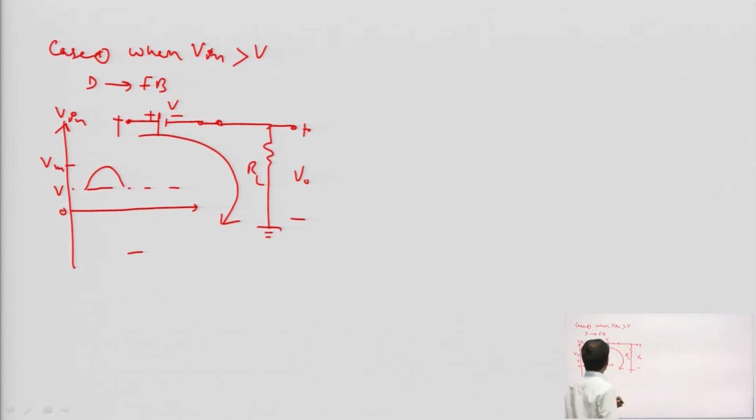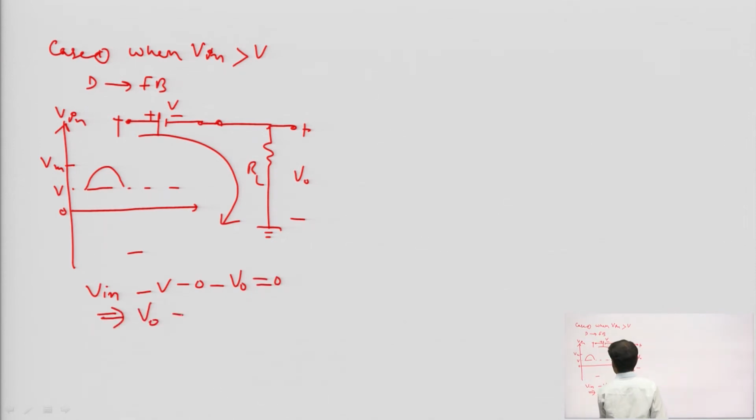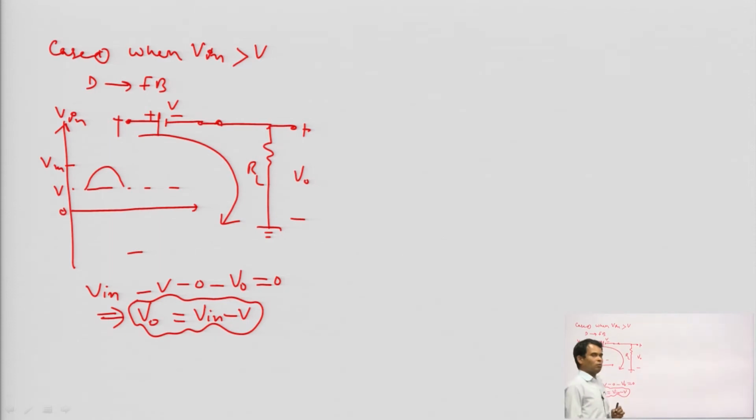Okay guys, what will happen here? If we apply KVL, then we get V input minus V, since the diode is ideal, minus 0, minus V naught, equal to 0. This implies V output is equal to V input minus V. This is the equation for the output voltage. When input is V, the output voltage is 0. When V input is Vm, then the output voltage is Vm minus V.